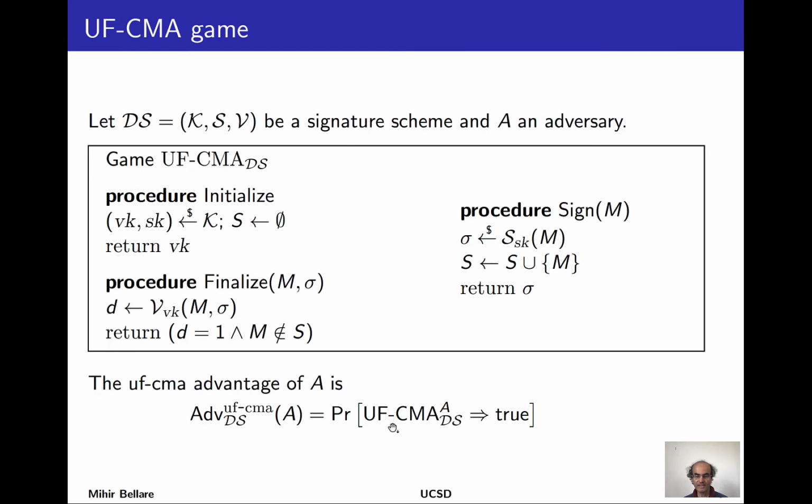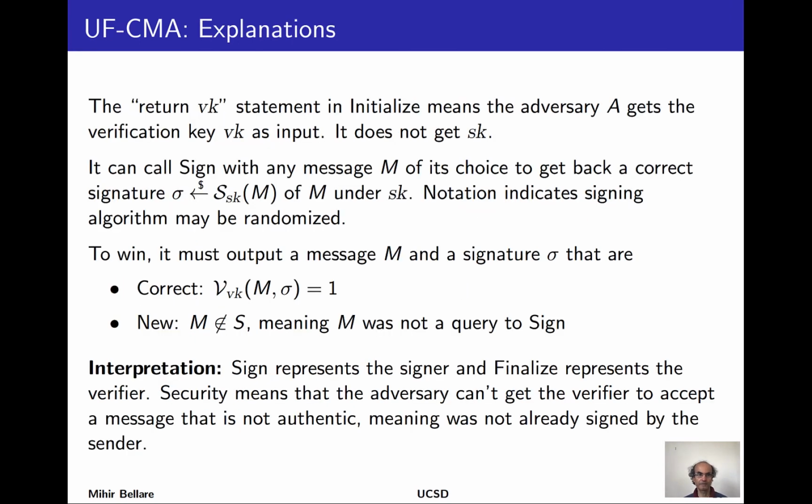As usual, the winning is an event in this game which has a certain probability, and that probability is the advantage of the adversary. The superscript is the name of the metric, the subscript the scheme whose security we're measuring, and the argument is the adversary. So now we know what we're looking for with regard to security.